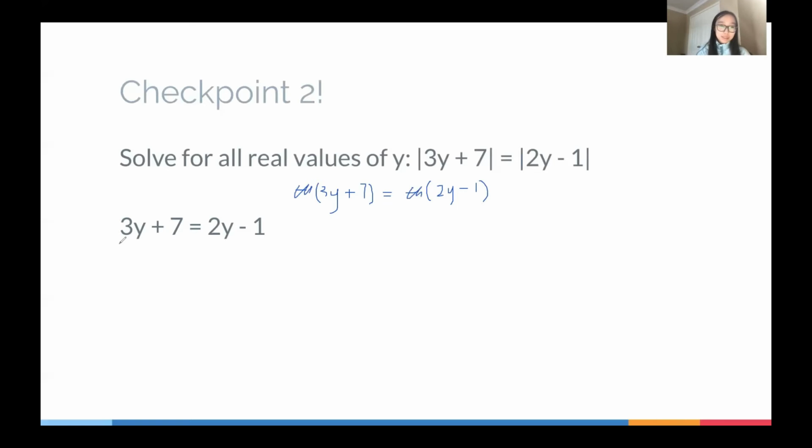And then our other case would be if they're both positive. Notice that if they're both negative or if they're both positive, you actually just get the same equation. So that's pretty cool. And if we solve this equation, we move the 2y here and we move the 7 over here, we get y equals negative 8. So that is one real value of y.